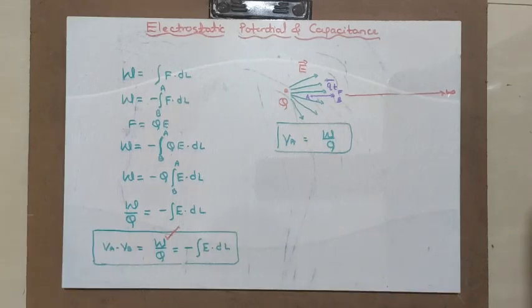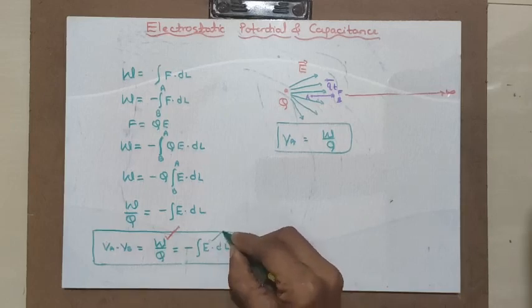Now, let us find the potential due to a point charge. Potential due to a point charge is very simple to do. We already know the formula E dot dl.